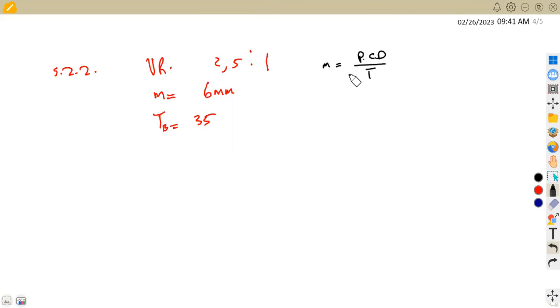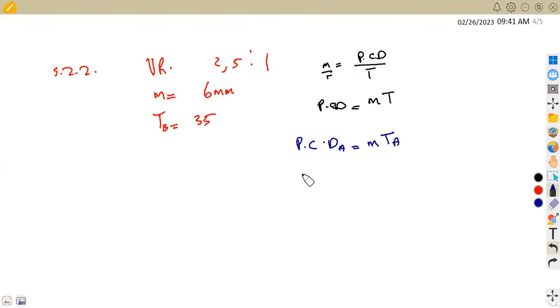So in this case, we can play around. We can find our PCD by cross multiplying. We are going to have PCD, which is equivalent to M times T, which is module times number of teeth. If we are referring to the first gear, which is A, the pitch circle diameter of gear A is equivalent to the module times the number of teeth for gear A.